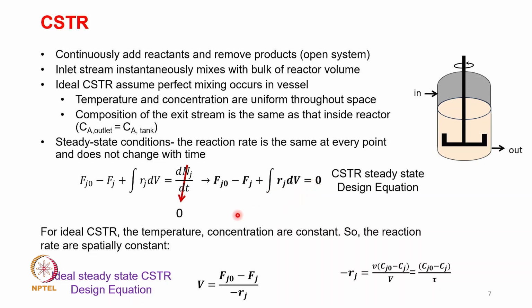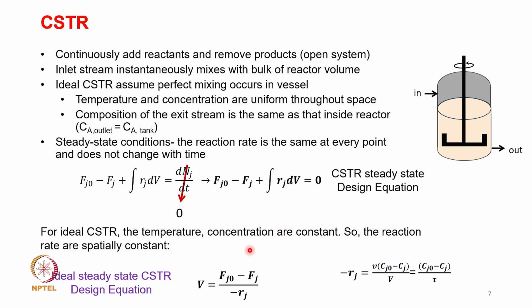Further, for an ideal CSTR, the temperature and concentration are also constant, so the reaction rate is constant. So you can decouple Rj and dV, as we did previously. Here dV is integrated to the full reactor volume V, which is what we need to design the system. The simplified equation is V equal to Fj naught minus Fj divided by minus Rj, because the term goes to the right hand side.